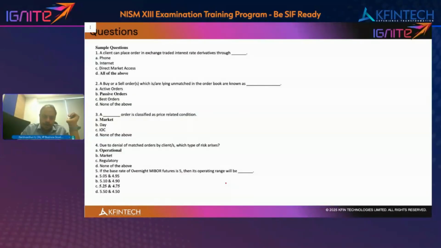Fourth one, most of you have got it correct. Due to the denial of matched orders, an operational risk can occur. It's not a market risk, it's not a regulatory risk, it's an operational risk.